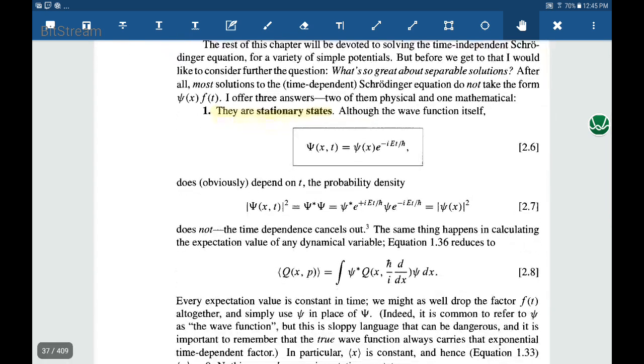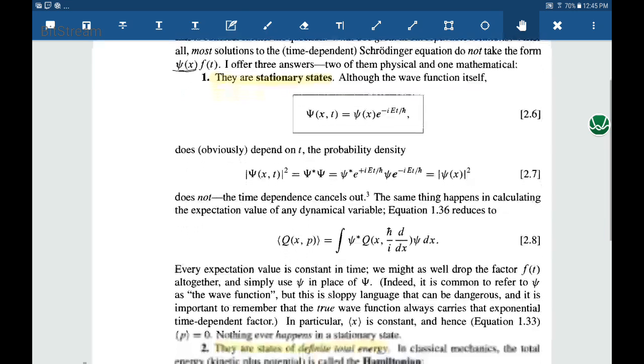First of all, the time-independent wave function, just the lowercase psi of x, that guy, is not the wave function. Your full wave function does depend on time. It must depend on time. But then why go through this step to make sure they're separable? Well, the first case that he brings up is that they are stationary states.